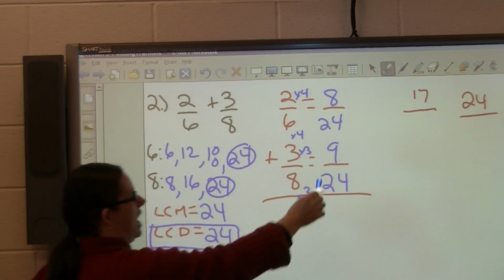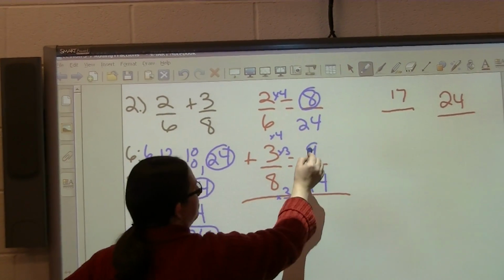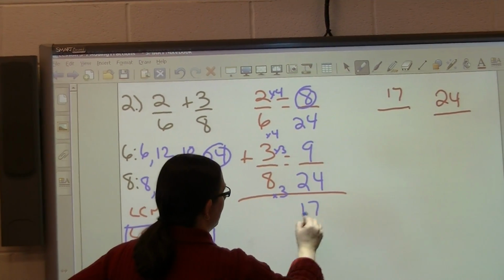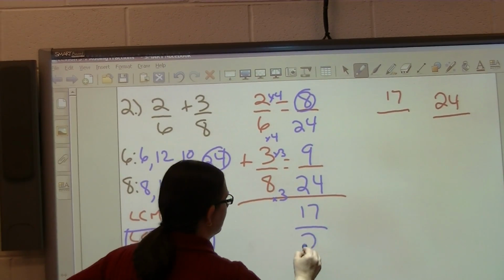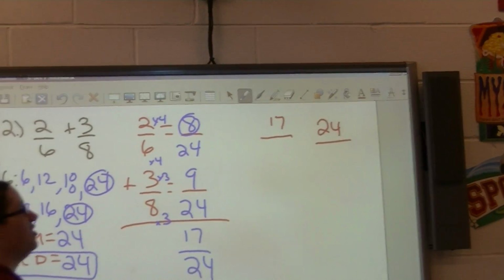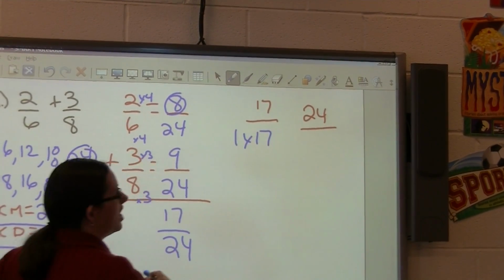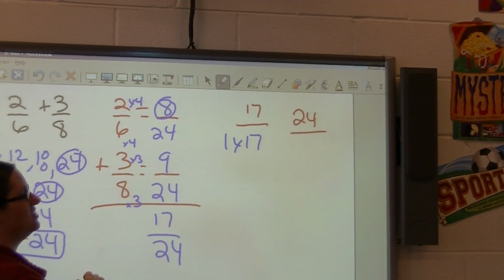Okay, now we have common denominators, so that allows us to add the numerators. 8 plus 9 gives us what? 17, and the denominator stays the same. Can we simplify that? Can we divide that down any further? Let's check. Factors of 17. 1 times 17. Are there any other numbers multiplied together to get 17?